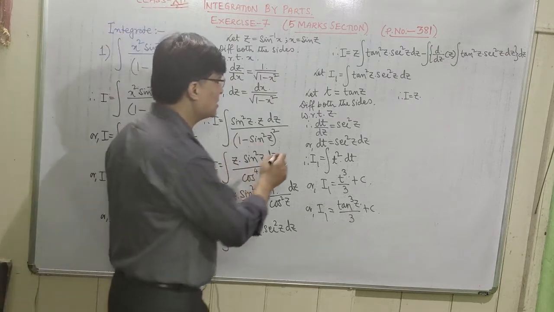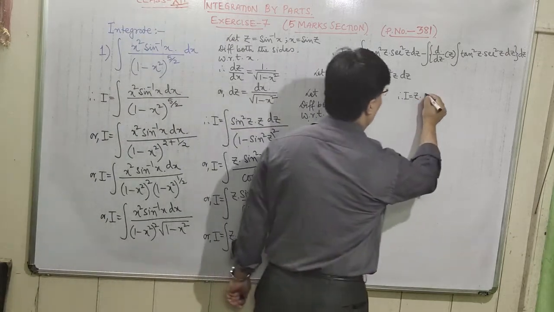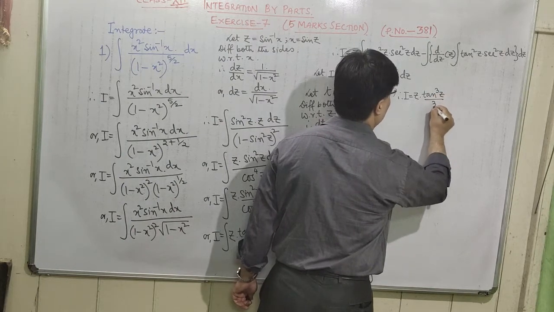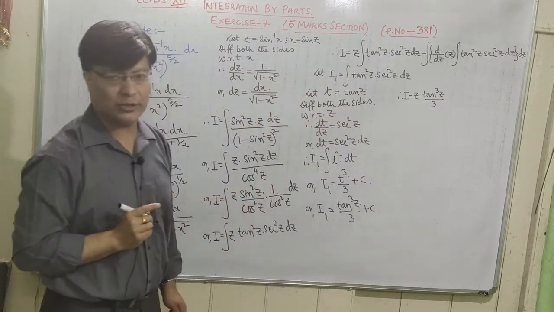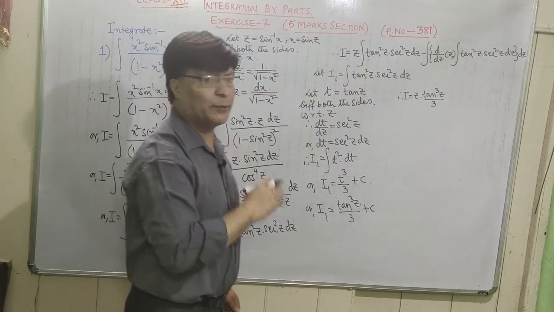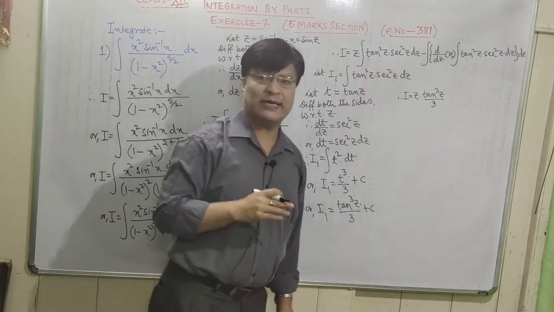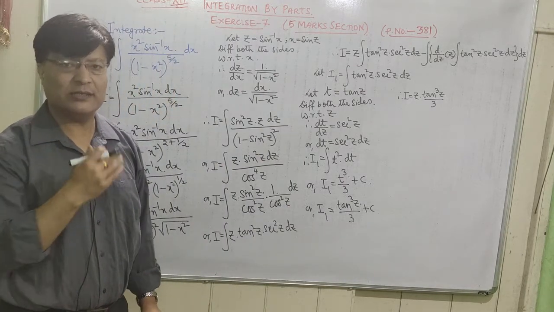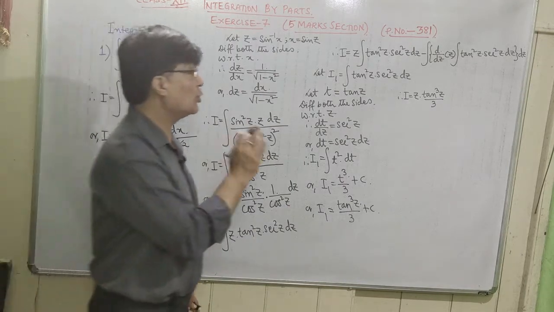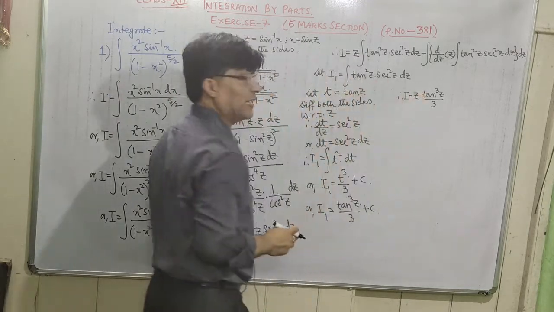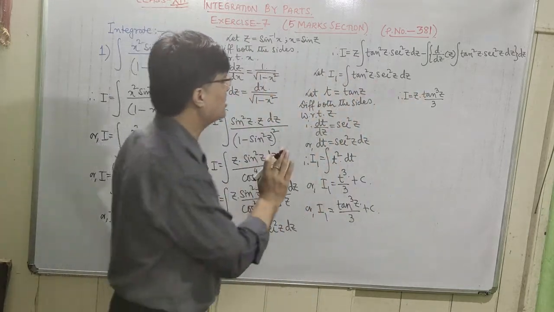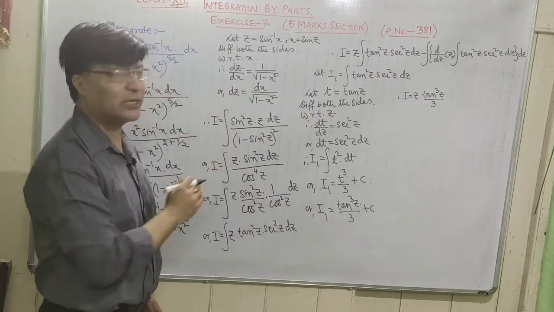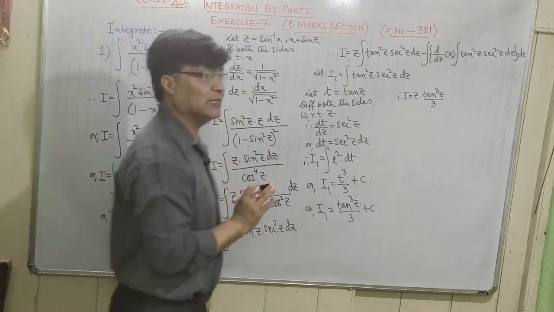What is it? This is actually tan cube z upon 3. But don't write plus c out here. So in the previous problem also we integrated it directly, but we don't write down c there. Isn't it? We did not write c in that case. So here also don't write down c. Right. So what is integration of tan square z sec square z dz? It is tan cube z upon 3. But don't write c in this case. Okay.